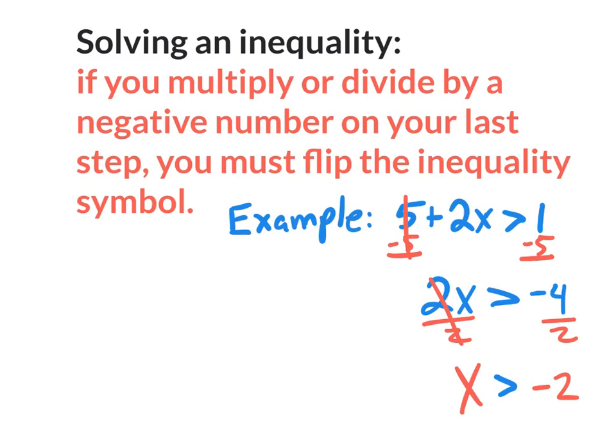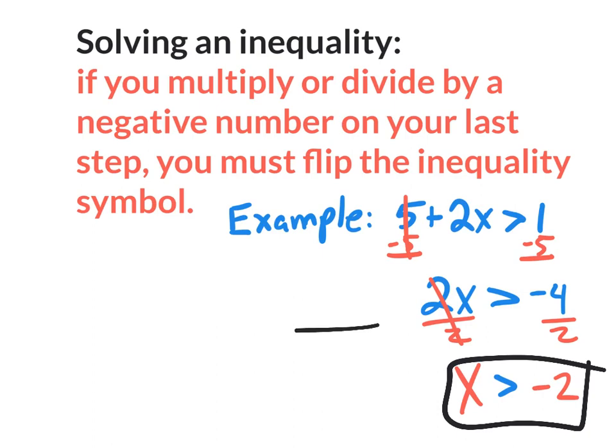Once again, I know I'm a broken record here. If you multiply or divide by a negative number on your last step, you must flip the inequality symbol. If you're adding on your last step, it's okay, don't flip it. If you're subtracting on your last step, it's okay, don't flip it. If you're multiplying or dividing by a positive, don't flip it. Okay, so I think we got it.